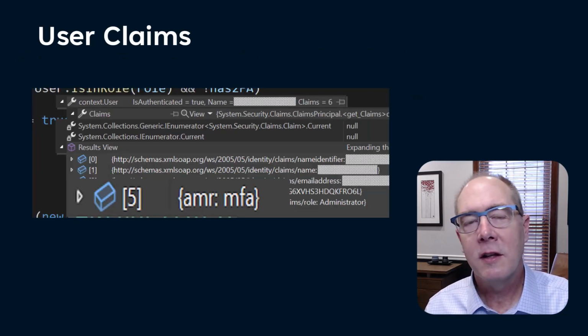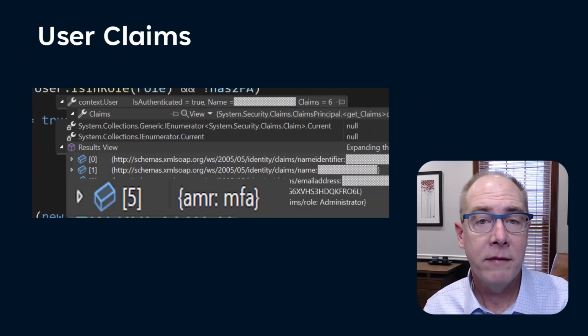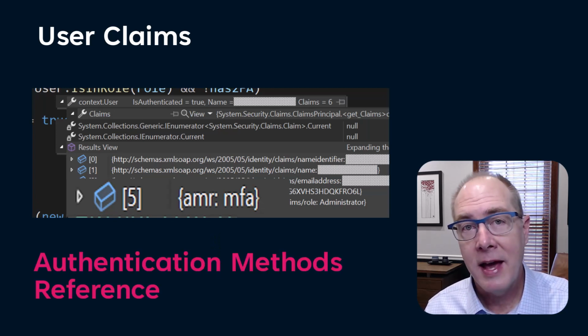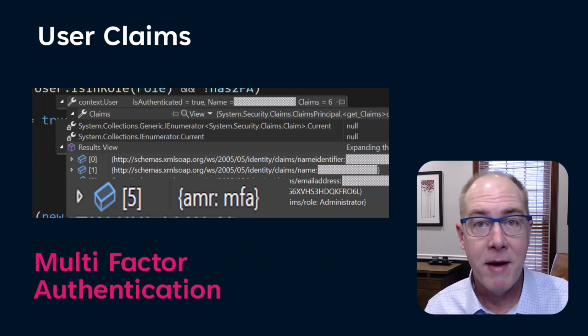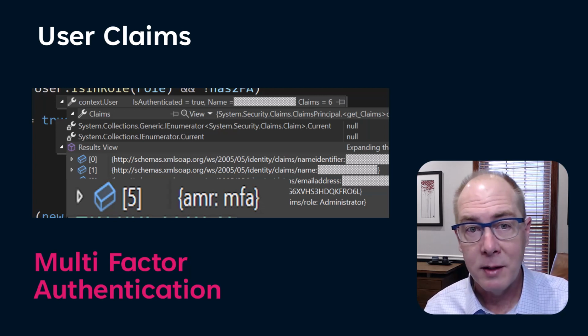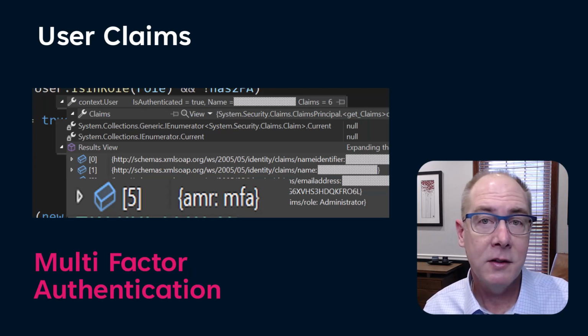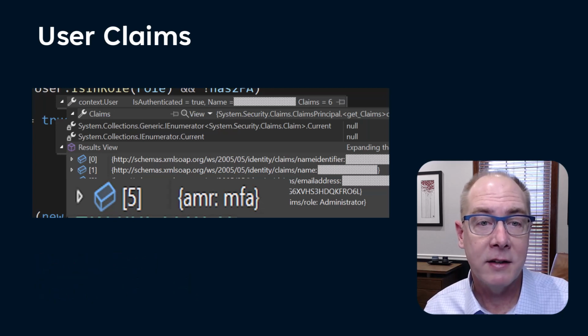So let's look at the claims on a user that has completed a 2FA check. And what we're going to find is a claim with a type of AMR and a value of MFA. The AMR stands for Authentication Methods Reference, and the value MFA stands for Multi-Factor Authentication. And when we find this claim on a user's identity, it means that the user has authenticated with a second factor. And we can leverage this in an authorization check.